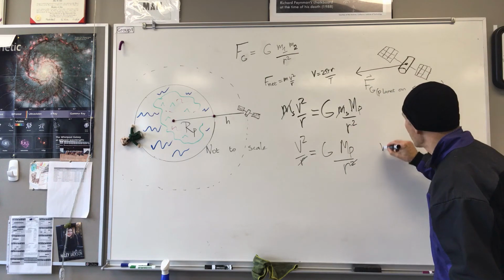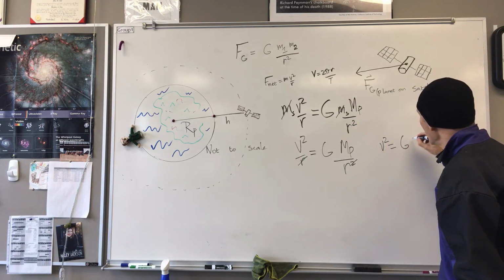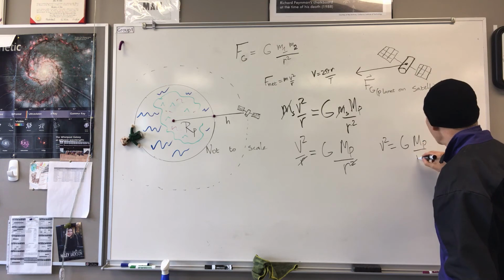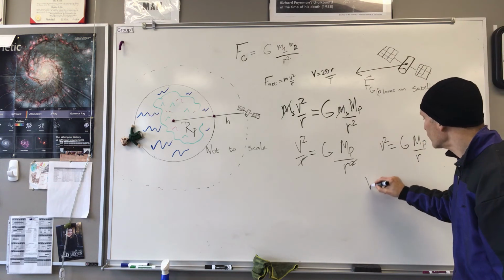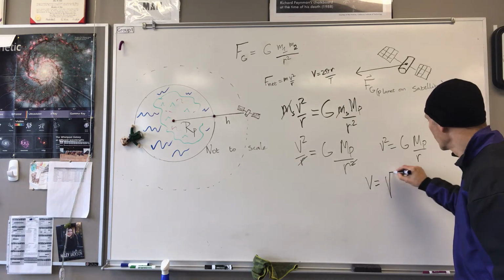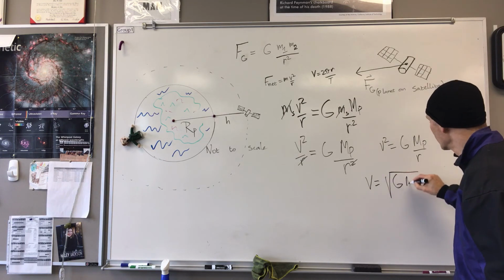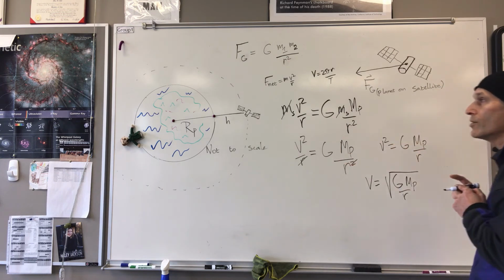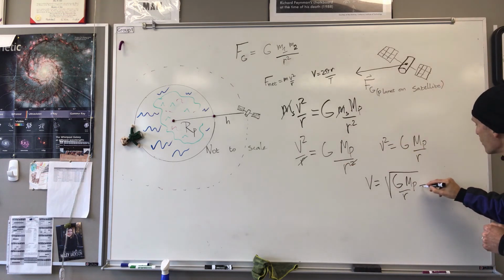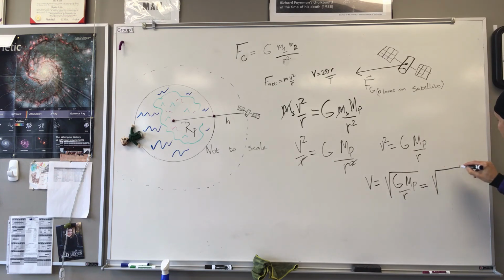So now we have v squared equals G mass of the planet over r. We can take the square root of everything and have an answer. And we can go ahead and substitute in the two dimensions that I put on the diagram and have a more specific answer.